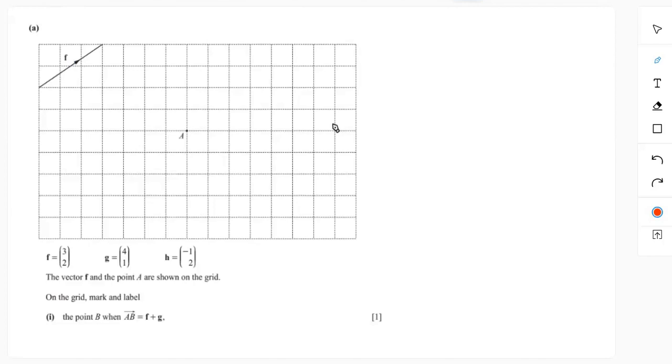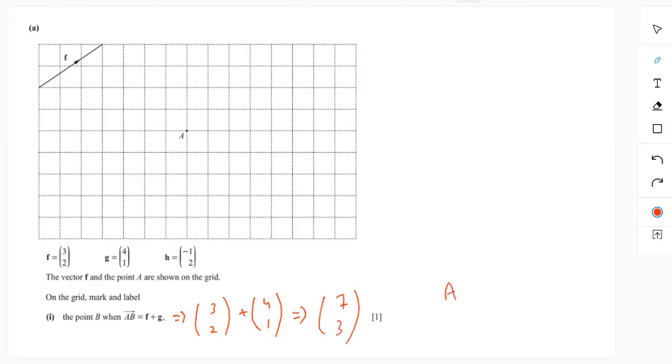और H vector आपको क्या है? -1 and 2. Now, what you're given is the vector F and the point A on the grid. Mark and label the point B. The vector AB is F plus G. Okay, F plus G को evaluate कर लेते हैं. F plus G, F क्या है? F is 3 and 2. G is 4 and 1. What do you get from that? You get 7 and 3.